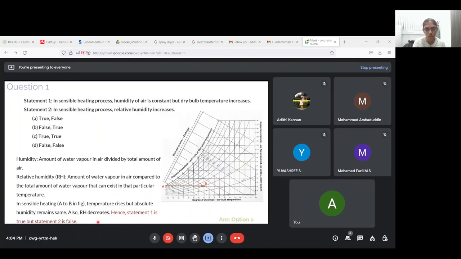Any doubts in this? If you want me to repeat the humidity chart, I can explain again. Or else we'll move forward.